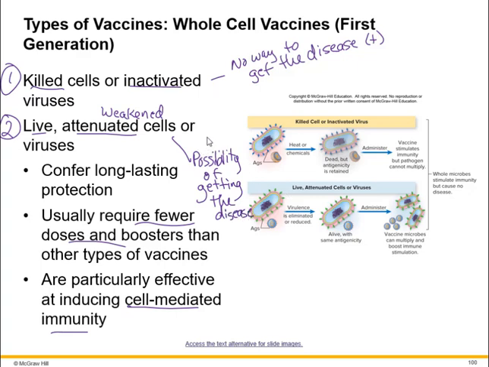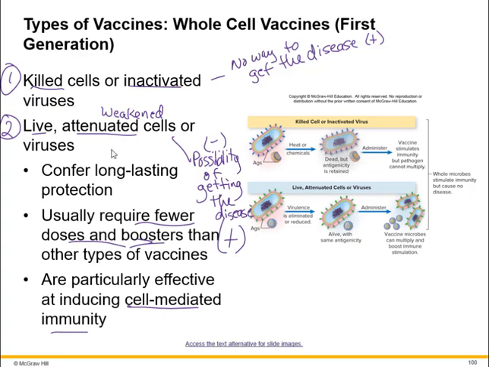And so that is obviously a negative aspect of it. So the possibility of getting the disease, if you are immunocompromised and this is a weakened one, but it could still cause disease in you, then that's not good. But again, the benefits are that they require fewer doses, boosters. You don't have to have a booster.